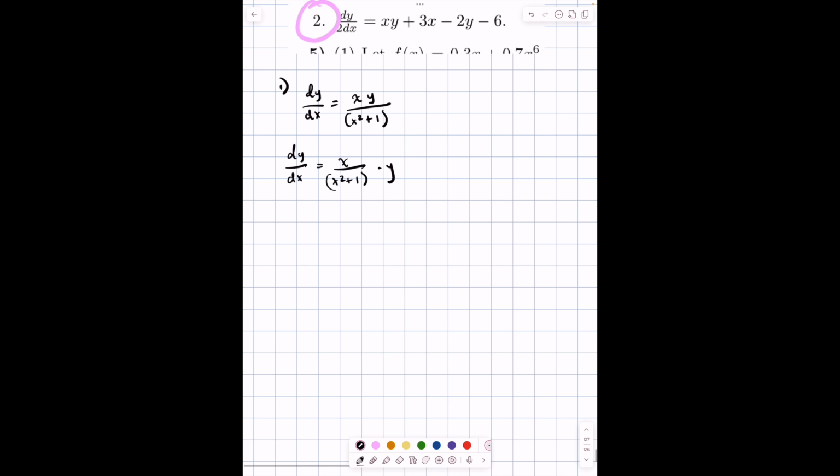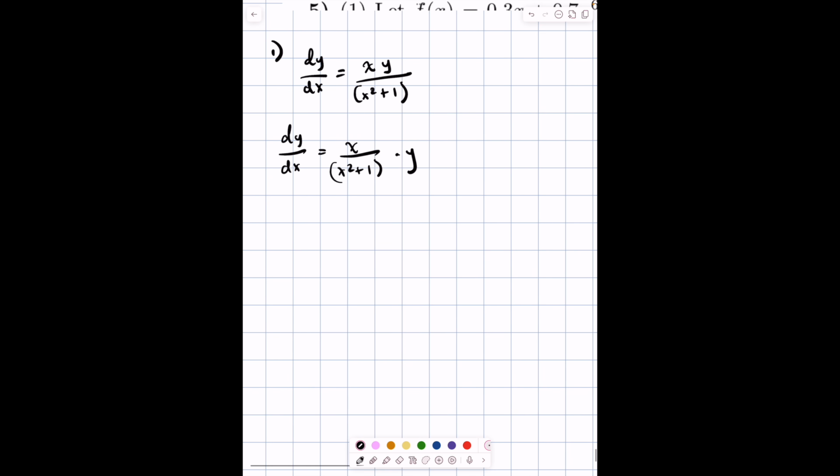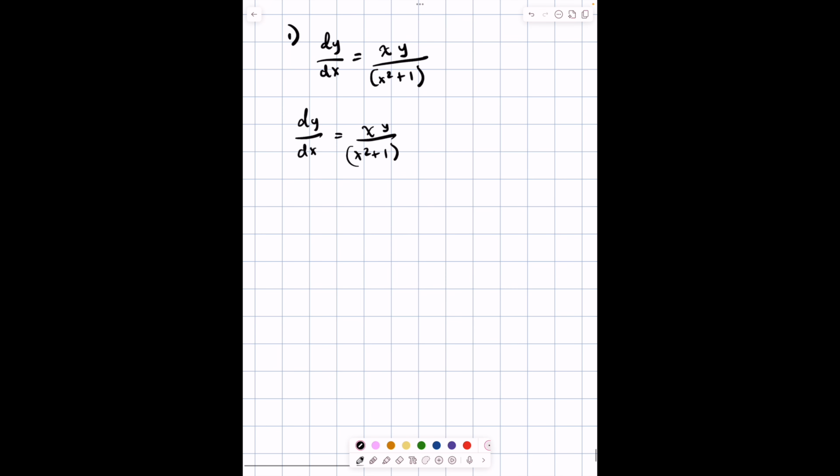And now we need to figure out a way to split this up into two integrals, one with respect to y and one with respect to x. So let's do cross multiplication. We'll do it like this: x squared plus 1 times dy is equal to xy dx.